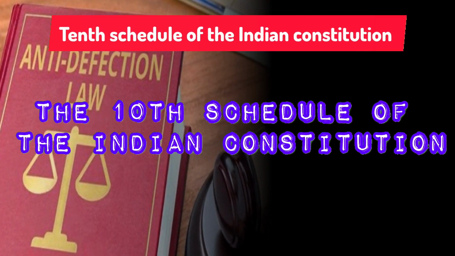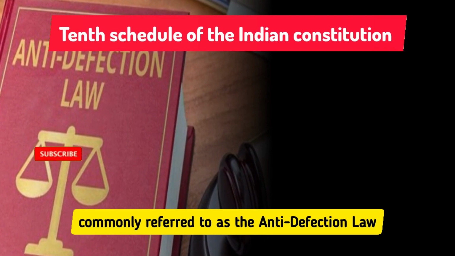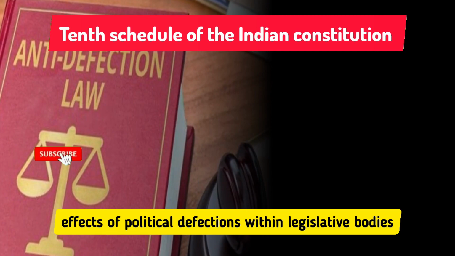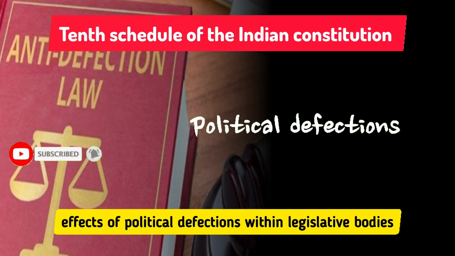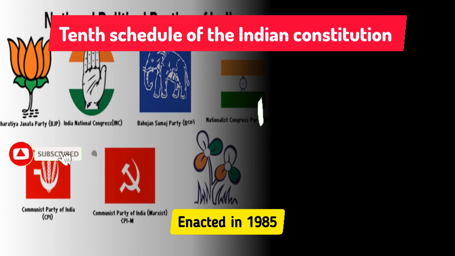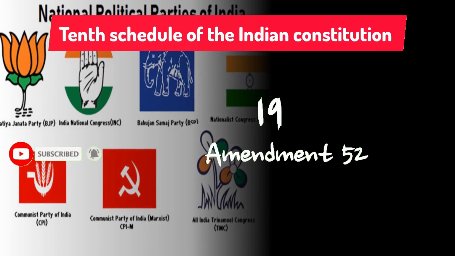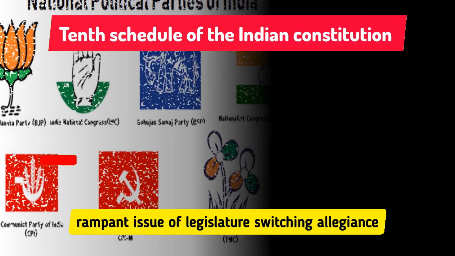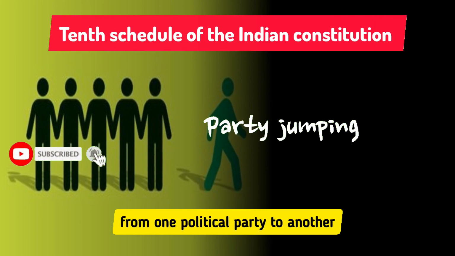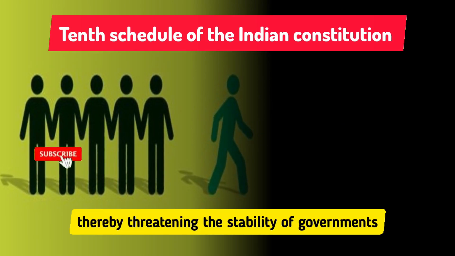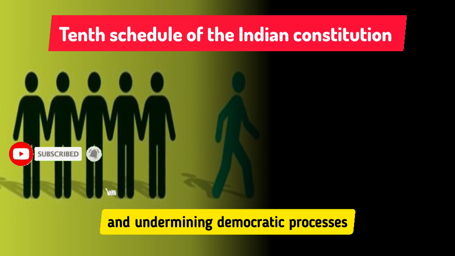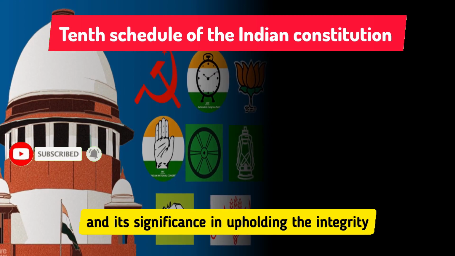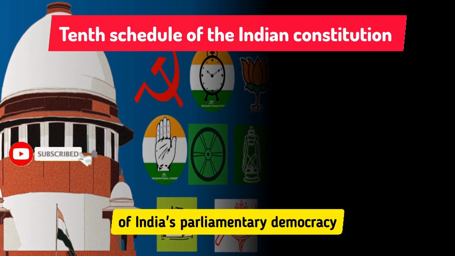The 10th schedule of the Indian Constitution, commonly referred to as the Anti-Defection Law, stands as a bulwark against the destabilizing effects of political defections within legislative bodies. Enacted in 1985 through the 52nd Amendment Act, this schedule was introduced to address the rampant issue of legislators switching allegiance from one political party to another, thereby threatening the stability of governments and undermining democratic processes. Let's look into the intricacies of its provisions and its significance in upholding the integrity of India's parliamentary democracy.